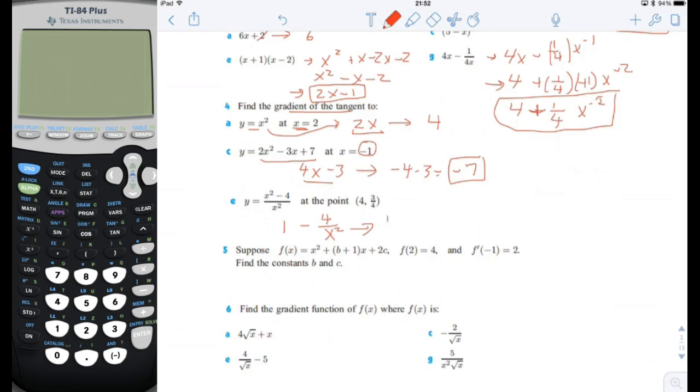I'm going to write that down here. So I'm going to rewrite the whole function, and it looks like that. And then I'm going to take the derivative. So the derivative of 1 is 0. The derivative of negative 4x to the negative 2 is negative 2 times negative 4, which is positive 8x to the negative 3, and then I'm going to plug in x equals 4 here. I don't need to use the y value because it's irrelevant here. The derivative only depends on the x value.